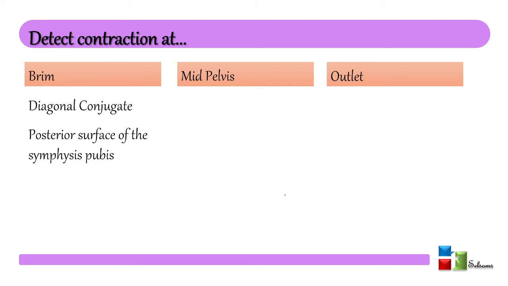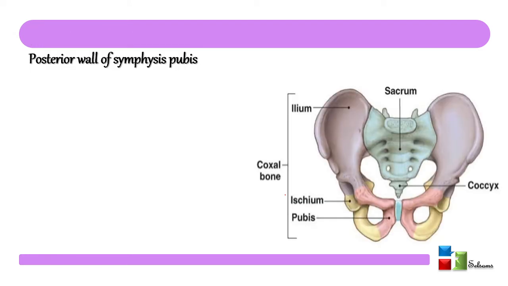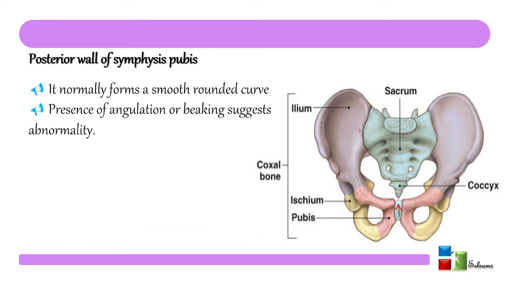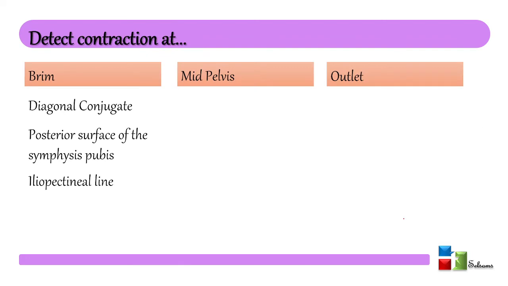You need to check the posterior surface of the symphysis pubis. Posterior surface; the anterior surface is this front part. The posterior, the back part of the symphysis pubis, has to be checked. You have to check whether it is a smooth, rounded curve, and if there is angulation or a break or something like that, it suggests abnormality.